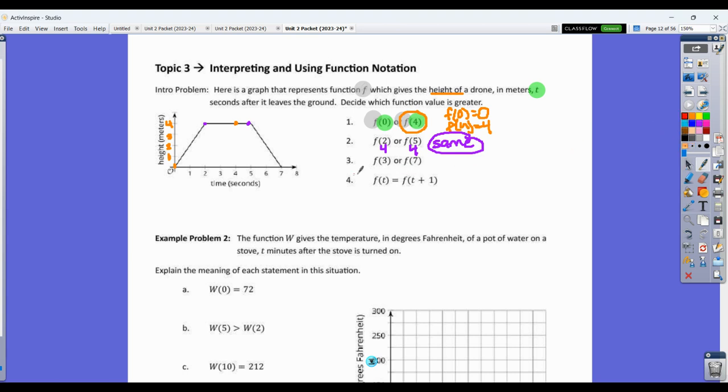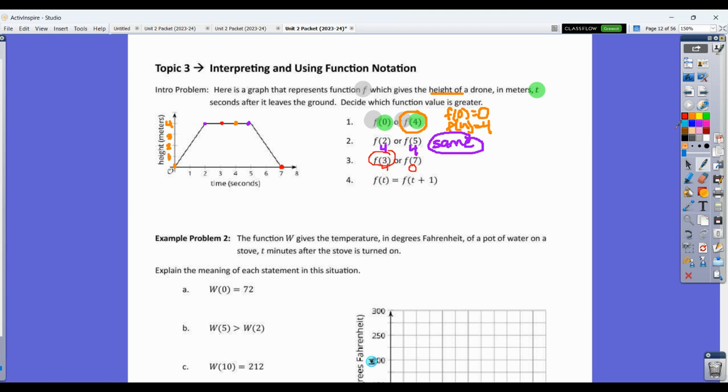If we look at the next one, we have f of 3. So the height of the drone, remember that's what the f means, the height of the drone at 3 seconds is at 4 as well. And then the height of the drone at 7 seconds, way over here, is all the way back down at 0. So my answer to this one that's greater would be the f of 3. Make sure you understand that I am not just simply circling the one with the bigger number in it, because the 3 and the 7 are the number of seconds, and the number that we're really looking at there is the height of the drone.